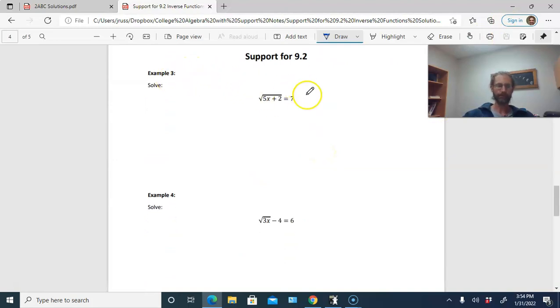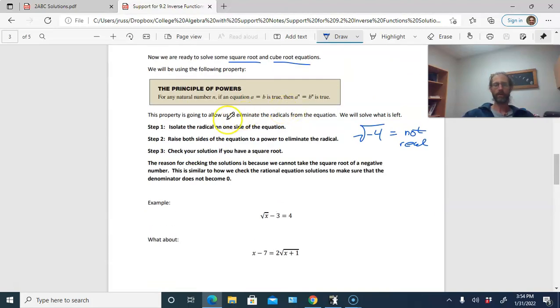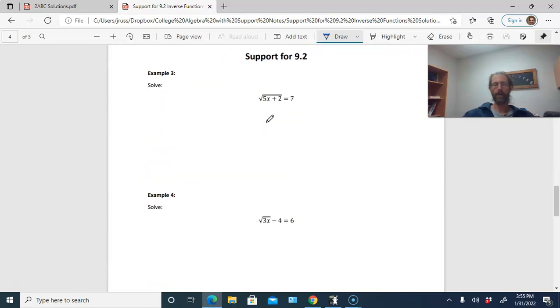Example 3. This is definitely a radical equation because it's got this one big square root on the left. Now if you look above, the first step is to isolate the radical on one side. Well, let's look at this one. The radical, this big square root, is already isolated. When I say isolated, guys, I mean by itself on that side. So in this case, that's all we have on the left side. So the radical is already isolated.